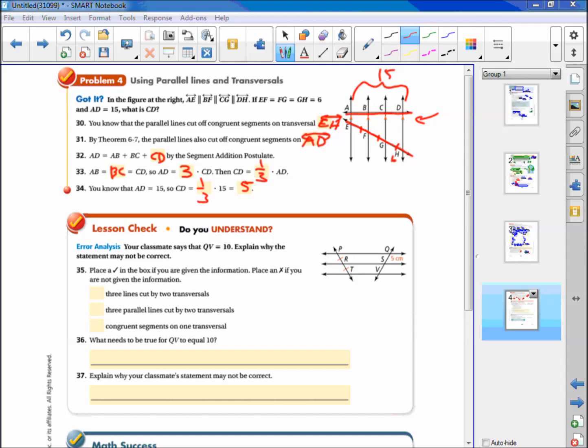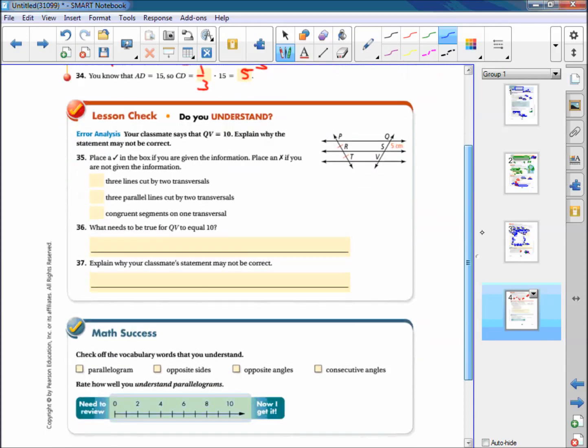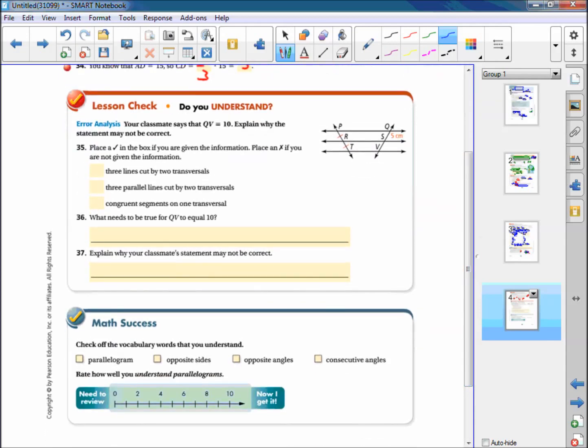It's a long way to get to what we could do really fast in our head. So remember, if all of these are 6, and then these 3 here all have to be equal. So since they're all going to be equal to each other, and the whole thing is 15, then that's going to put 3 5s here. All right, as always, pause the video for a second, try the lesson check yourself, and then when you're done, come back and check it over.